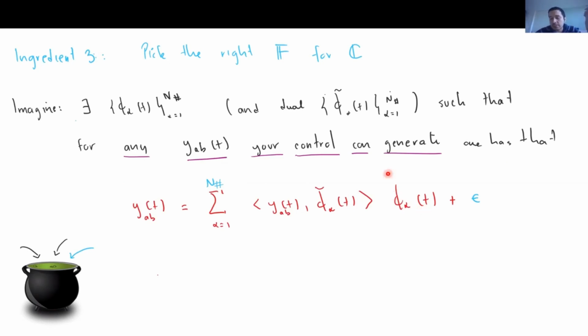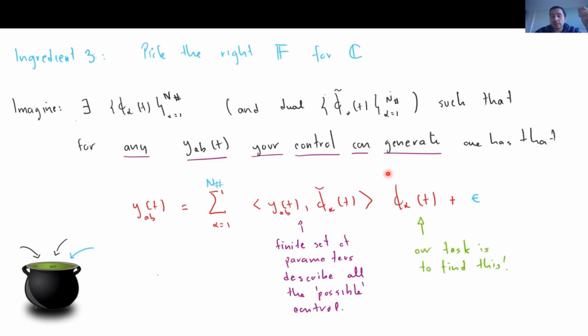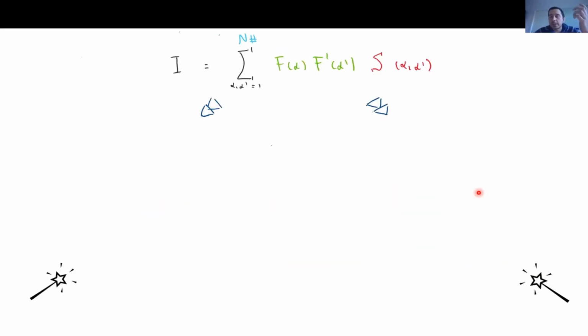in this case, n sharp. And this finite set of parameters describes all the possible control that I can apply. So if I know these parameters, in this case n sharp of them, I can completely describe the control. And the trick is to choose my frame in such a way that this error is small. This would be the third ingredient: building the frame that matches your control. If this can be done, then let's see what happens.